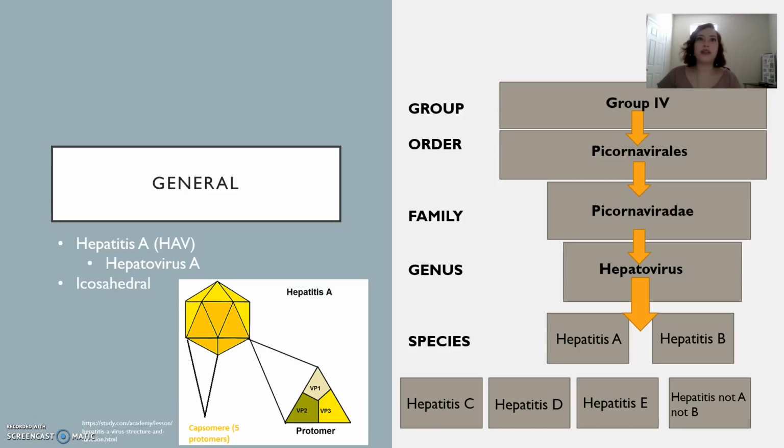So what is Hepatitis A? Some general information is that it is a hepatitis, which means that it causes inflammation in the liver, and that is in the genus.